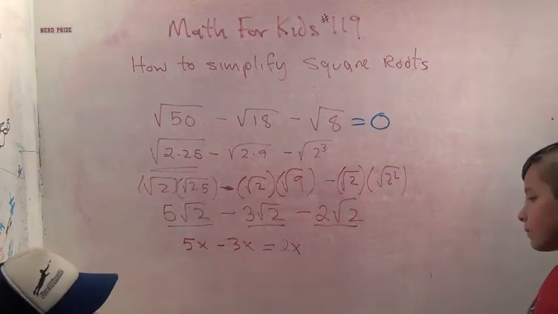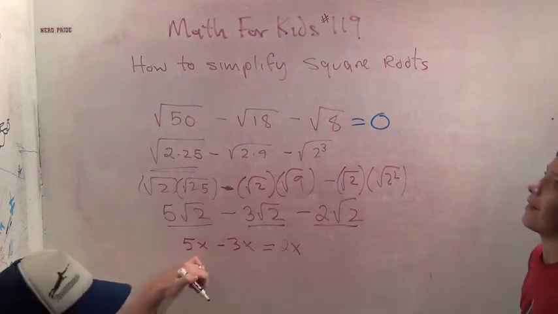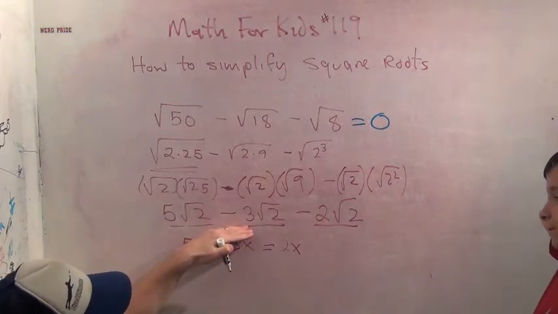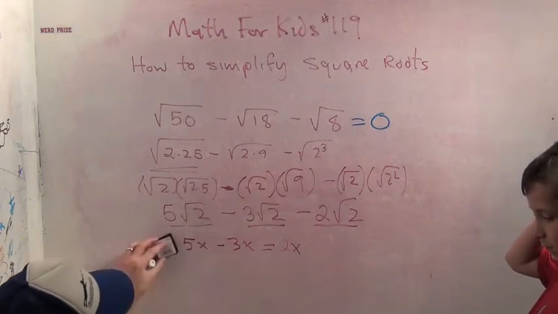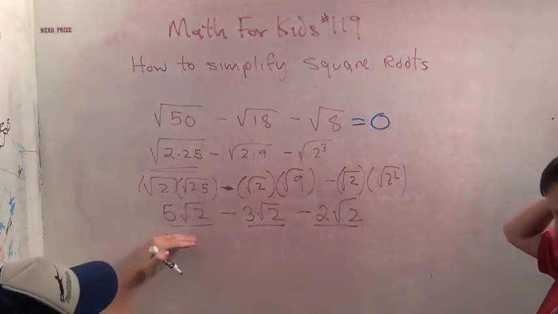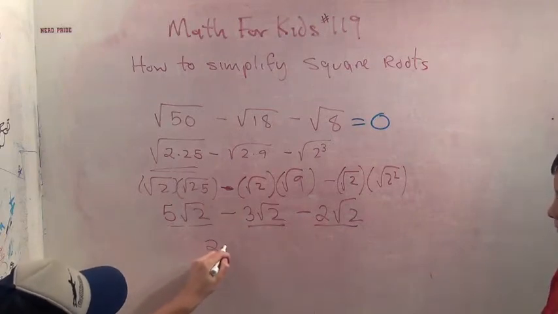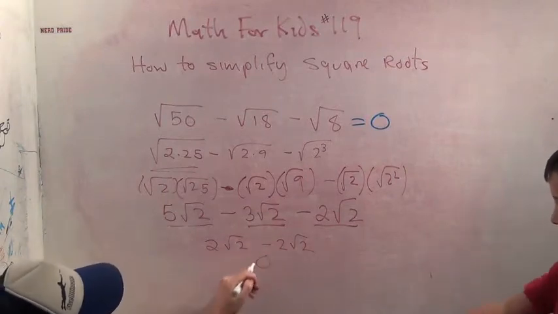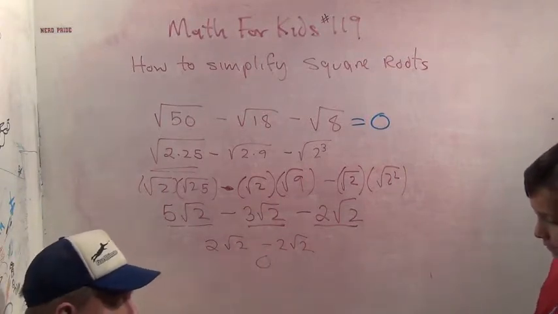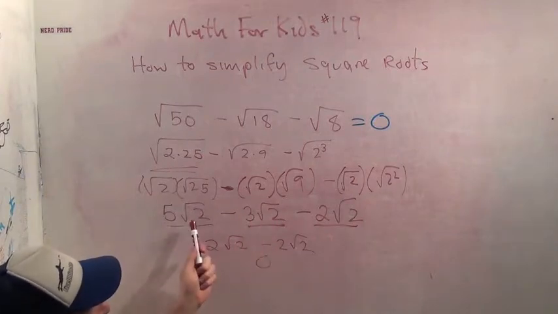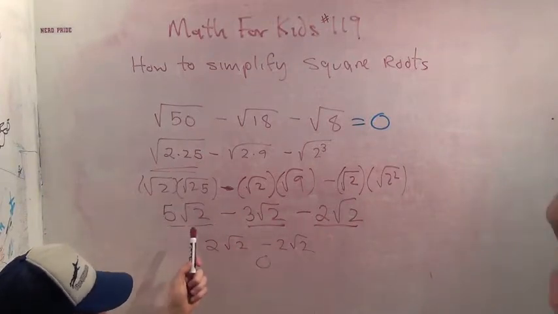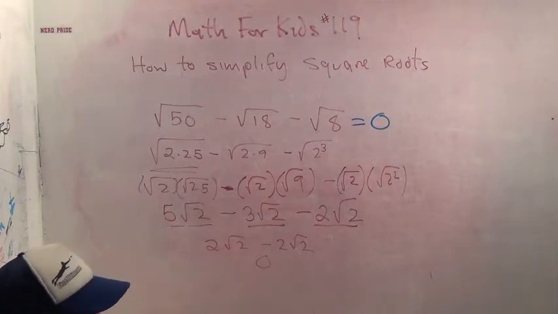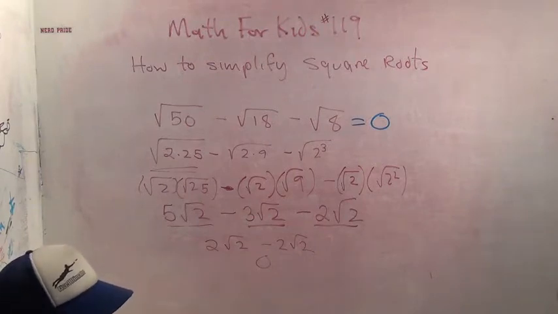So 5 times banana minus 3 times banana equals 2 times banana. But 5 times the square root of 2 minus 3 times the square root of 2 is 2 times the square root of 2. So once I do that, I get 2 times the square root of 2 minus 2 times the square root of 2, and what's that equal? 0. So the only time you can add square roots is when they're the same square root. Then you just do the regular thing, just like it was an x. 5x minus 3x is 2x. 5 times the square root of 2 minus 3 times the square root of 2 is 2 times the square root of 2. Make sense?